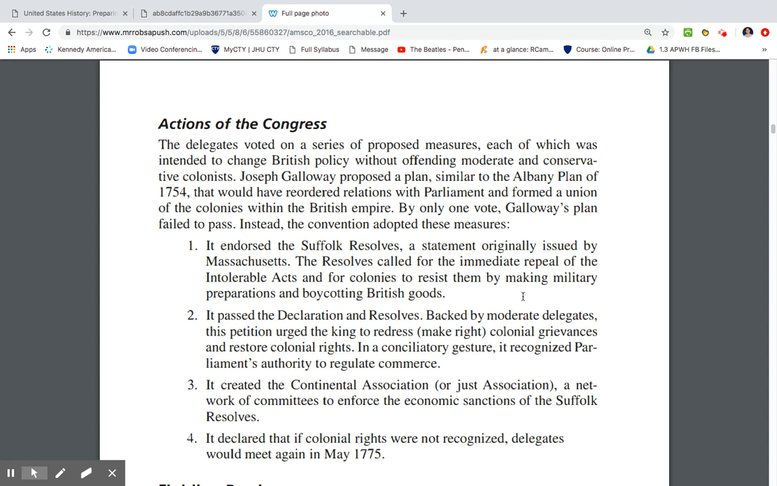It endorsed the Suffolk Resolves, a statement originally issued by Massachusetts. The resolves called for the immediate repeal of the Intolerable Acts and for colonies to resist them, making military preparations and boycotting British goods. So they're basically saying we've got to get rid of those Intolerable Acts and we're going to continue to boycott. It passed the Declaration of Resolves.